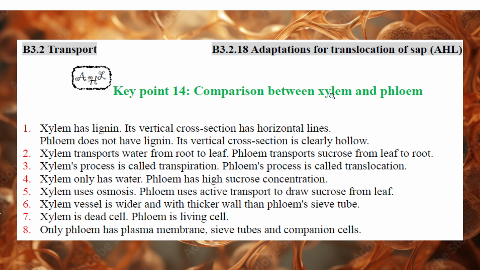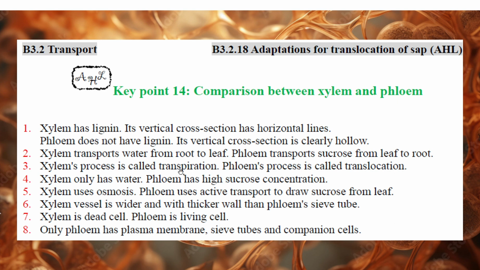Comparison between xylem and phloem. You know it. Okay? Xylem has lignin. So its vertical cross section also has horizontal lignin. Phloem does not have lignin. Okay? It doesn't have such high pressure to need support. Its vertical cross section is clearly hollow. Xylem transports water from roots to leaf. Phloem transports sugars from leaf to roots. Okay, opposite direction, different way.